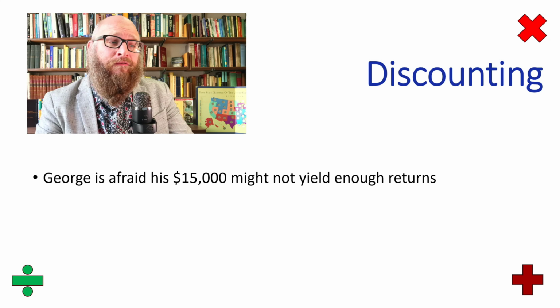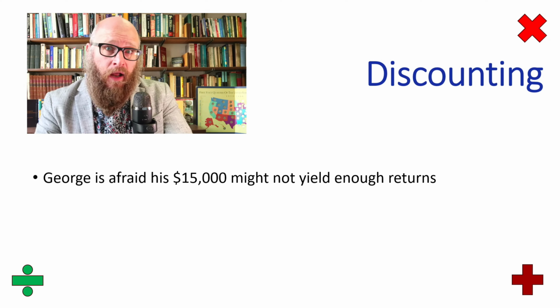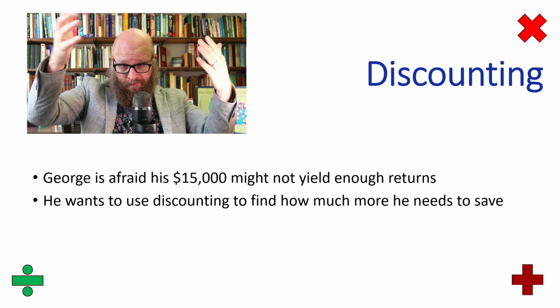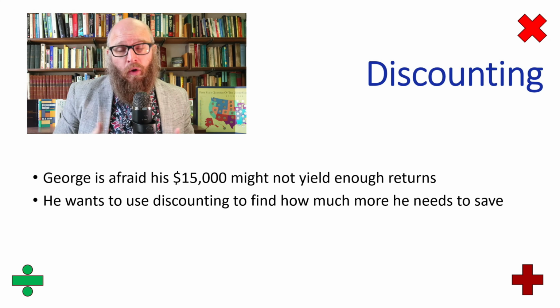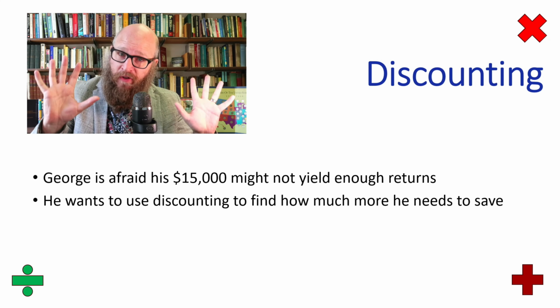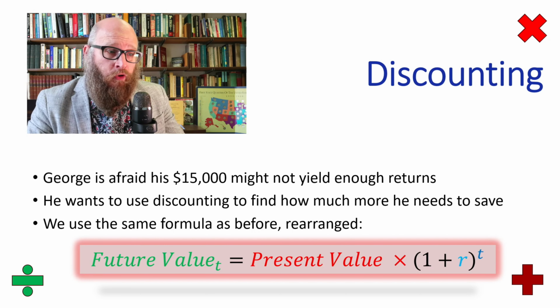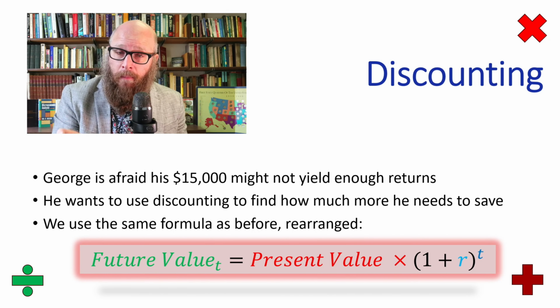George is afraid that that $15,000 deposit might not be enough to pay for his son's education. So to go from a future number, a future goal, and find out how much we have to deposit presently, we need to use discounting, the opposite of compounding. It's basically the same formula, but we're going to rearrange it. So here's that formula. Future value is equal to present value multiplied by that compounding interest bit.